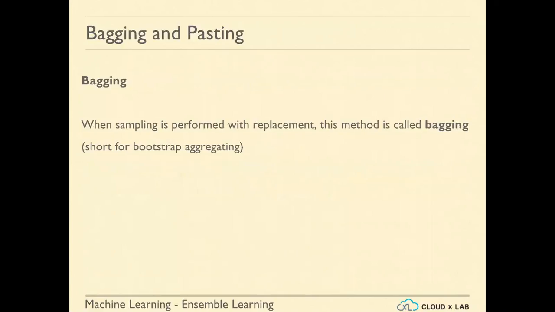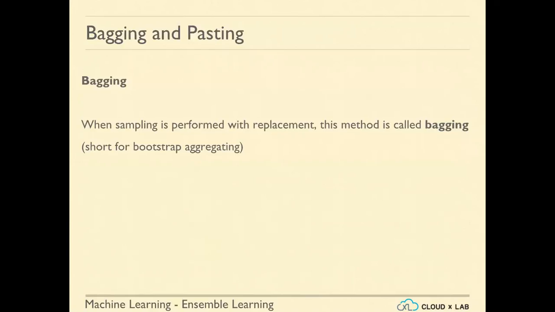The first one is bagging, as in bootstrap aggregating. I'm still not very comfortable with the big term called bootstrap aggregating. The answer is very simple. When you are taking a sample, and before taking another sample, you put the data of the previous sampling back, then it's called bagging. So when sampling is performed with replacement, this method is called bagging.